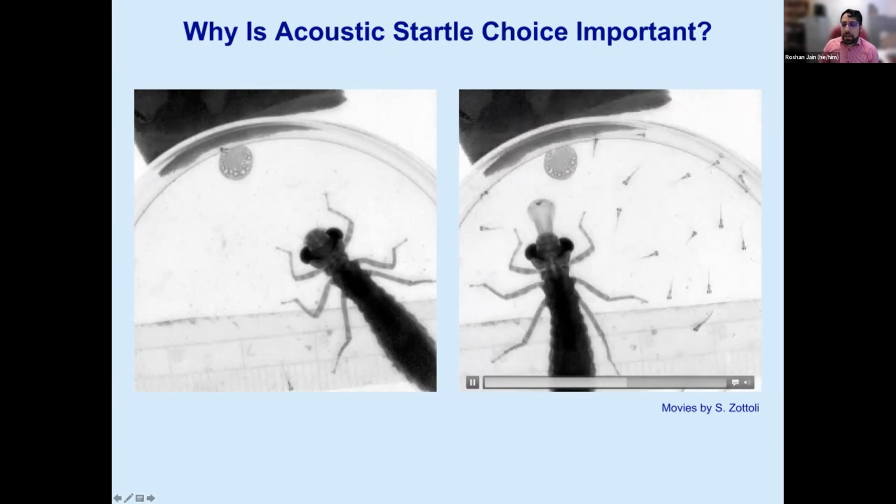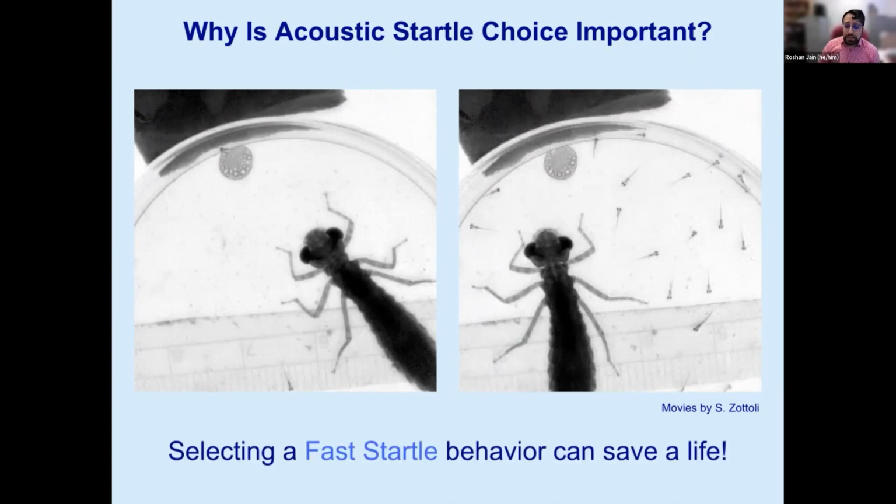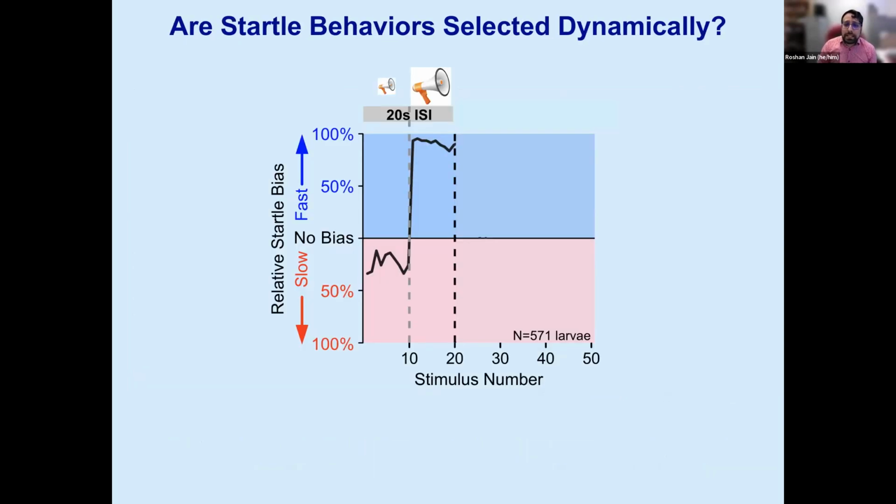This one did not. And so those milliseconds really make a big difference in whether or not the fish is going to survive that encounter or whether it's going to be eaten up. All right. And so we wanted to know whether this selection between fast and slow startles is something that's really well regulated. And so to test that, we gave the same fish a variety of stimuli of different intensities.